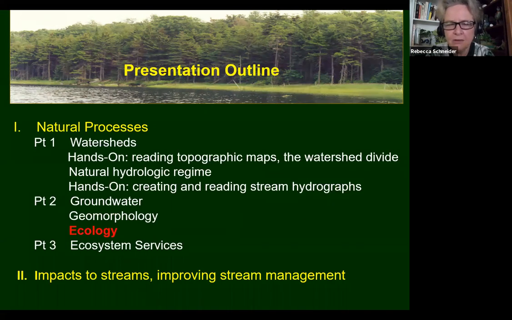Basically, the first whole part is all about the natural processes of how streams function and their ecology. And then the last part is about how to manage those streams, and it builds off of what you'll learn in the first part.